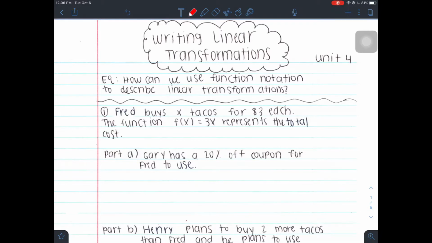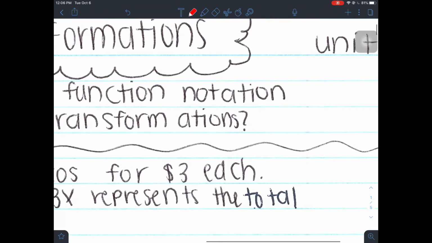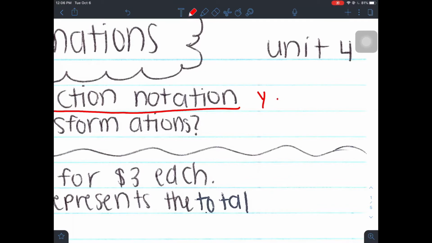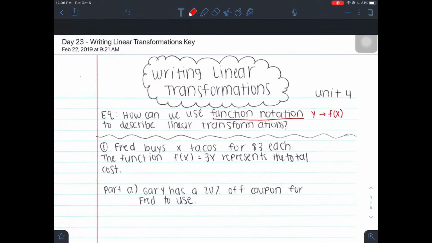to describe linear transformations? Remember from function notation in Unit 2, function notation just basically means that instead of using y, we're going to move it to f of x. So instead of using y like we normally would, we're going to use f of x. But remember, they're the same exact thing.